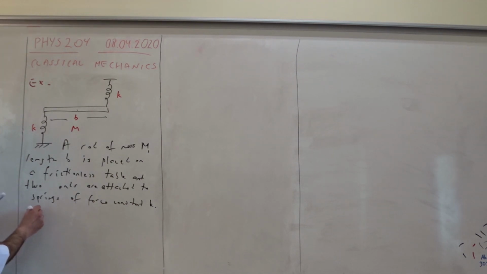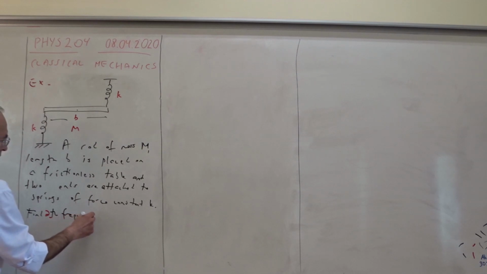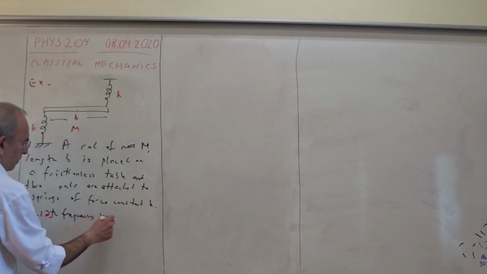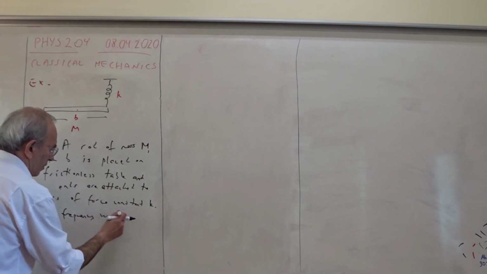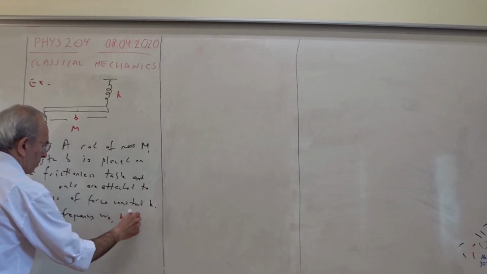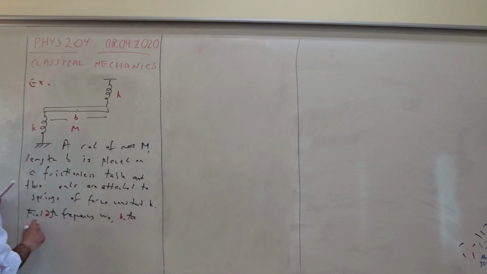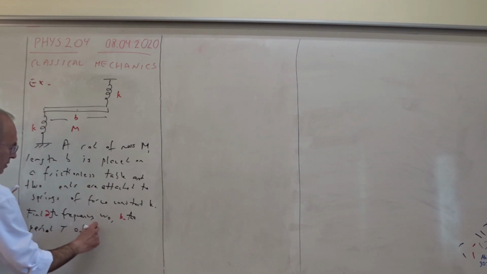Find (a) the frequency ω0, and (b) the period T of the oscillations.